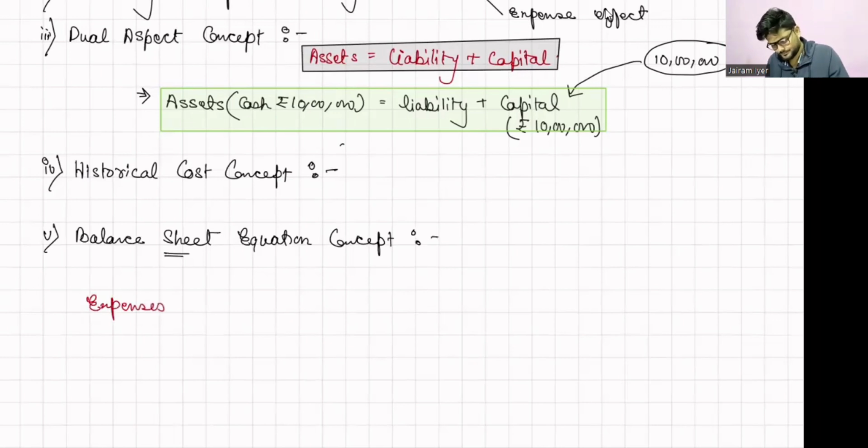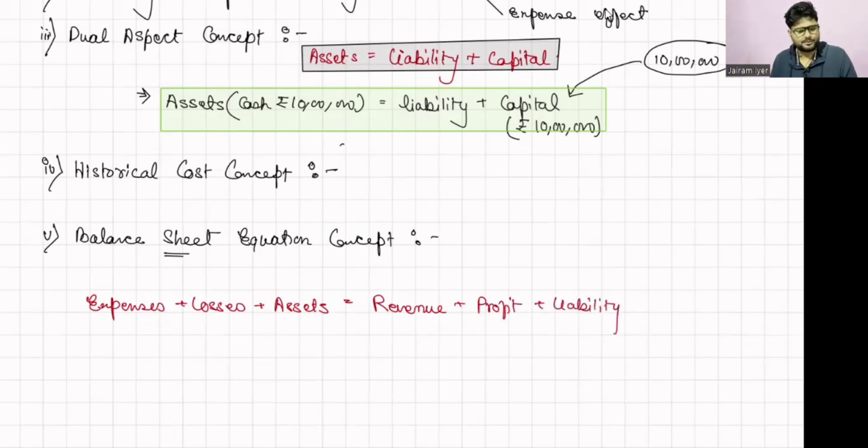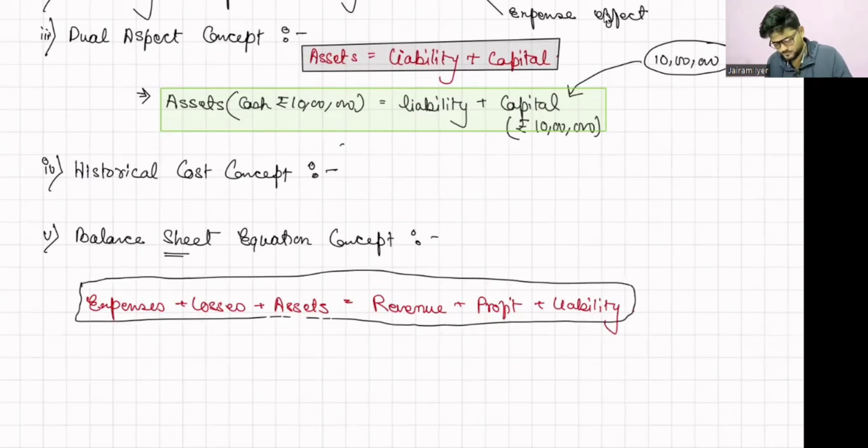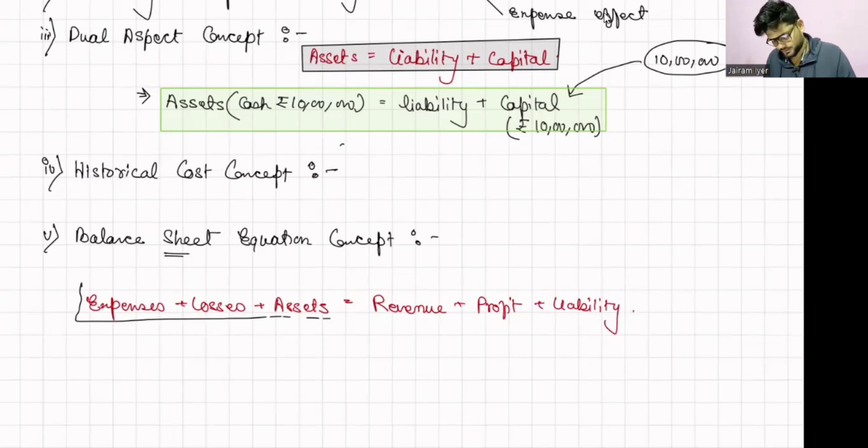Expenses plus losses plus assets is equal to revenue plus profit plus liability. Here I'm not writing capital separately. I mean, I've included that in liability. You guys agree to it, correct?